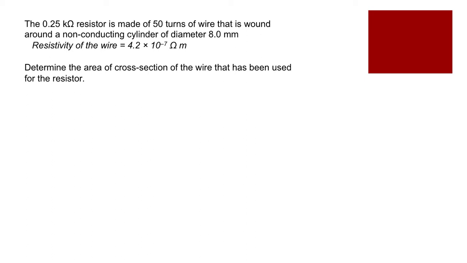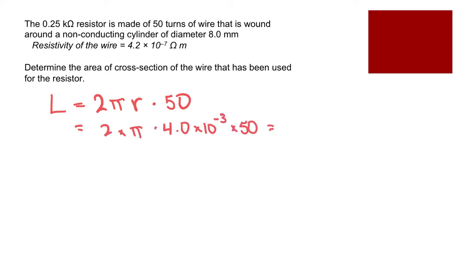So the length of it is going to be going around the circumference. Let's figure out the circumference once. That would be 2 pi r, and it's done 50 times. So if I put my values in here, I'm going to get 1.26 meters. Now, I just want to point out here, don't forget that I have made the diameter into a radius, and I've also had to put it into meters.